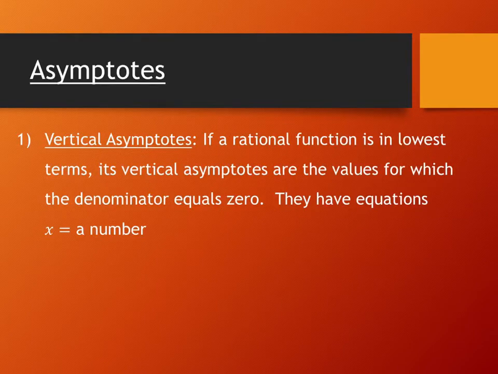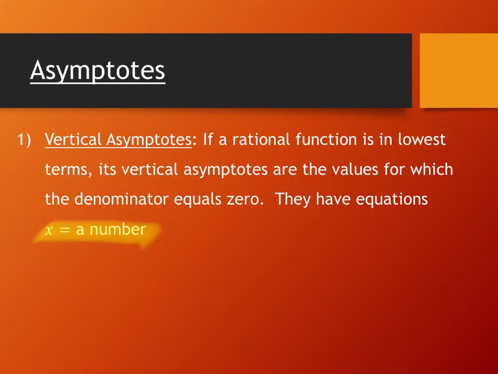They will have equations x equals a number. This is really important. I cannot tell you how many times I have students tell me the vertical asymptote is 7. No, it's not, because 7's a number. It's not x equals 7. So you have to write the x equals part. That's what makes it an equation. So vertical asymptotes require us to do a little bit of work.